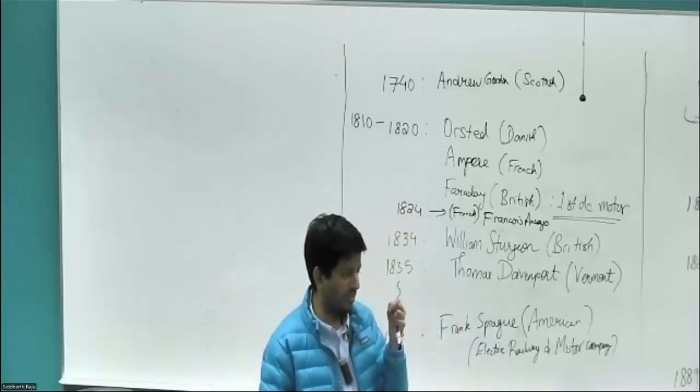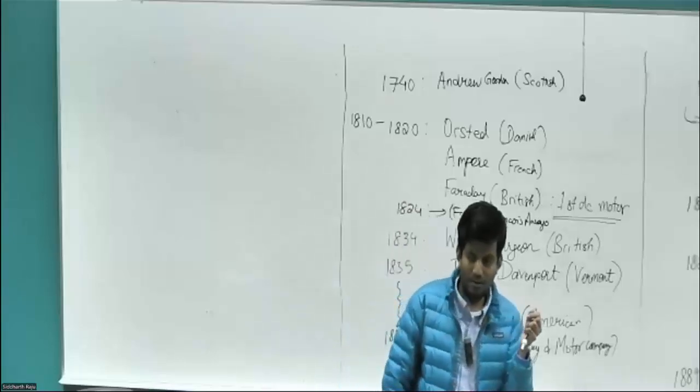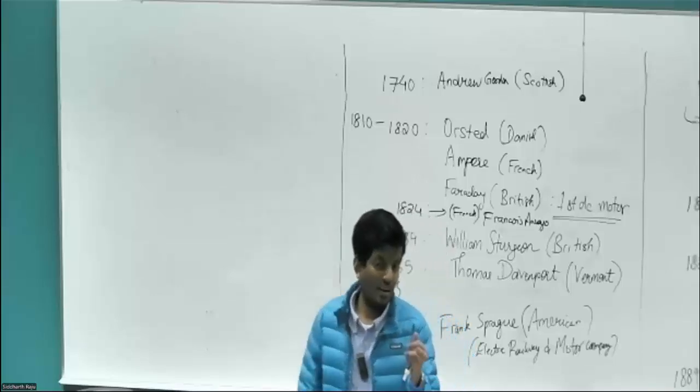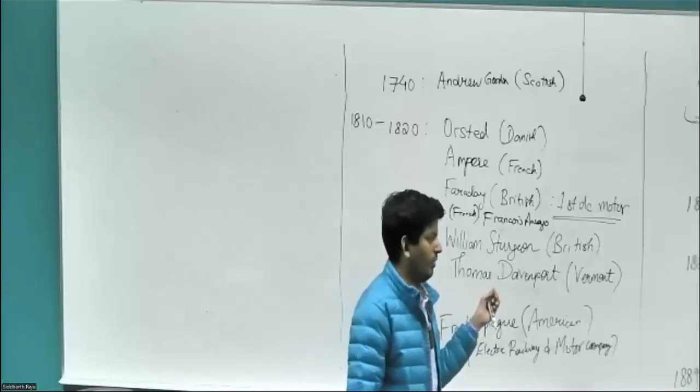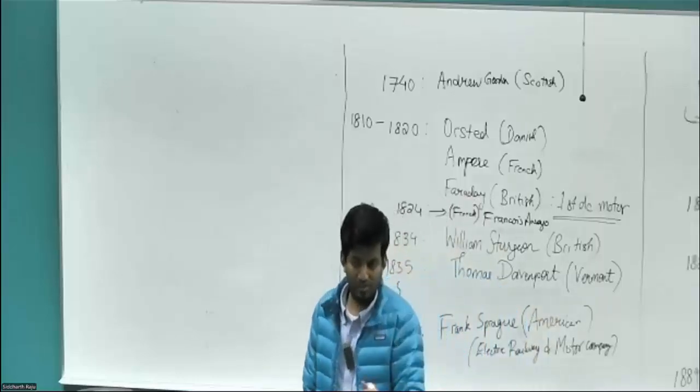And when he spun this disc, he noticed that the needle starts to rotate along with the disc, indicating that there is some kind of magnetic field that's created that's actually rotating in the air gap. And this is very critical because that is exactly what an AC motor is doing. The stator winding is creating a magnetic field that rotates in the air gap.